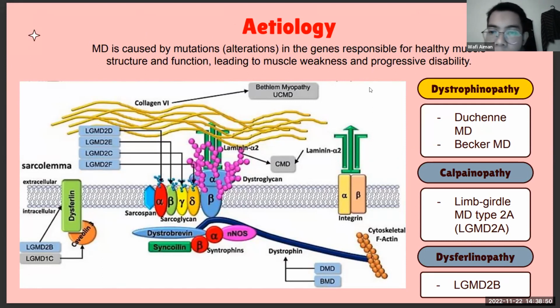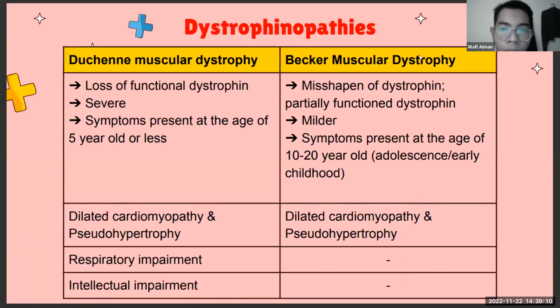pathogenesis. For example, we have dystrophinopathy, which is the pathogenesis in Duchenne muscular dystrophy or Becker muscular dystrophy. And then we have calpainopathy, and another is dysferlinopathy, which is not as common as Duchenne muscular dystrophy. So this is the difference between Duchenne muscular dystrophy and Becker muscular dystrophy, because both are caused by dystrophinopathy, but there is some difference between them. I will go through it later.